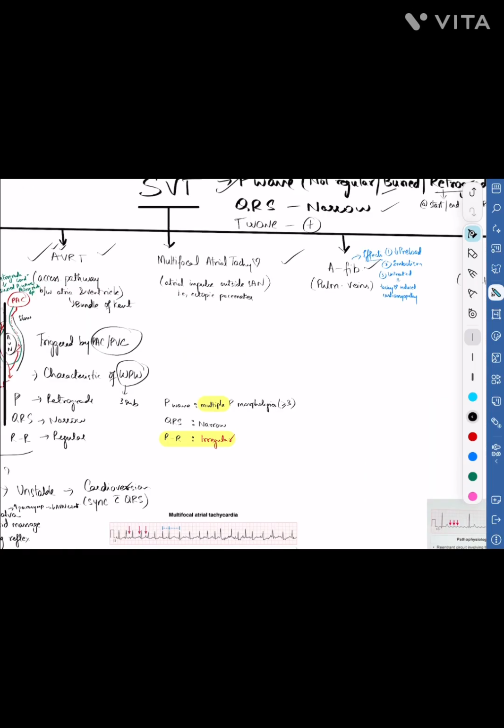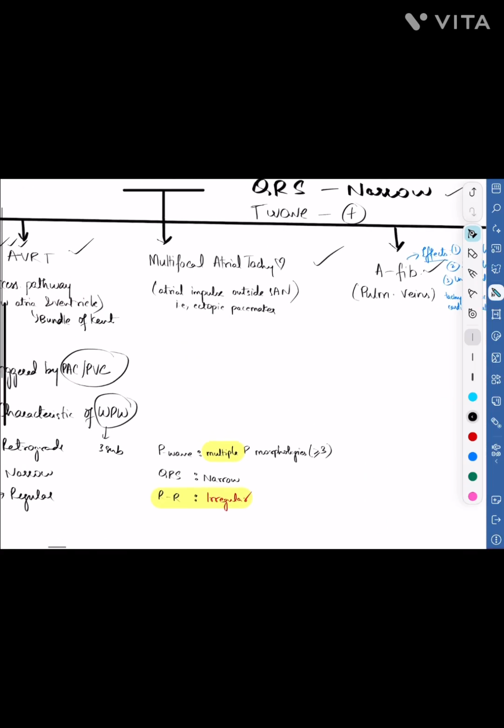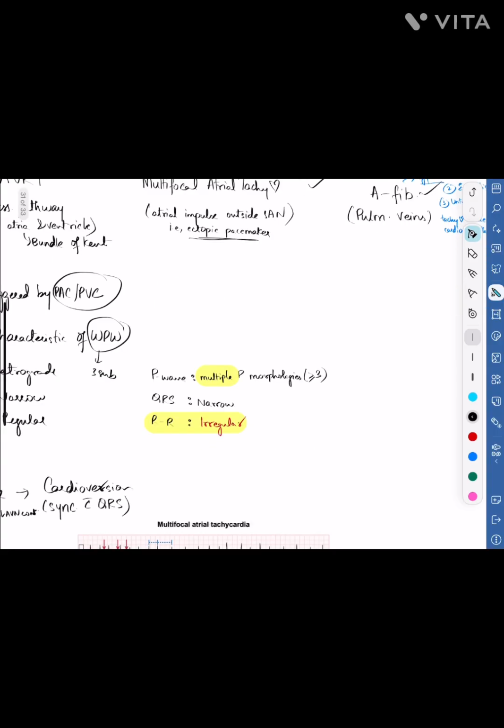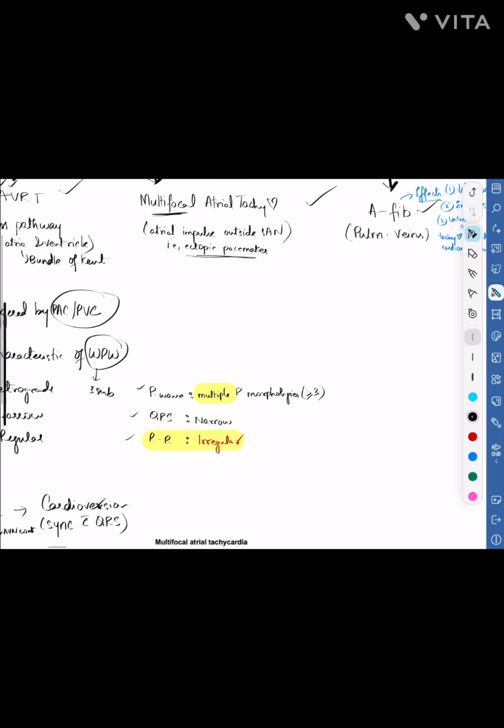Let's talk about the multifocal atrial tachycardia. The origin is basically ectopic pacemaker. Besides sinoatrial node, there's another pacemaker which is causing this. Let's see at the P, QRS and RR intervals. P wave, you have multiple morphologies because it is multifocal atrial tachycardia. Why multiple P morphologies? Because there is multiple focus in the atria. That's why there is multiple depolarization signals, and hence you have multiple P morphologies, that is more than 3.